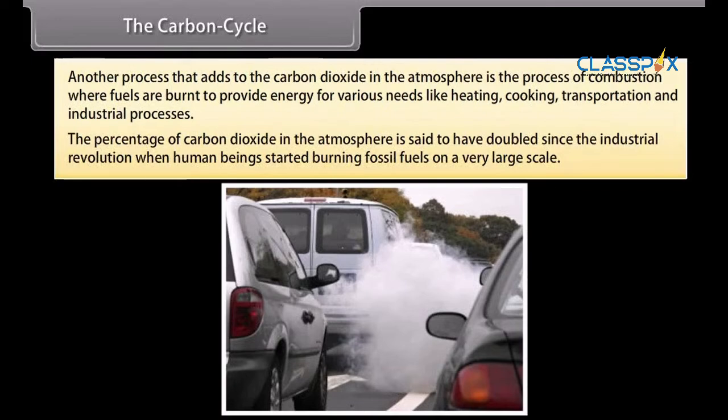The percentage of carbon dioxide in the atmosphere is said to have doubled since the Industrial Revolution, when human beings started burning fossil fuels on a very large scale.